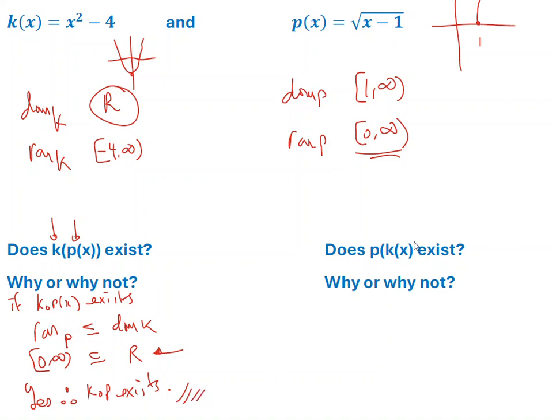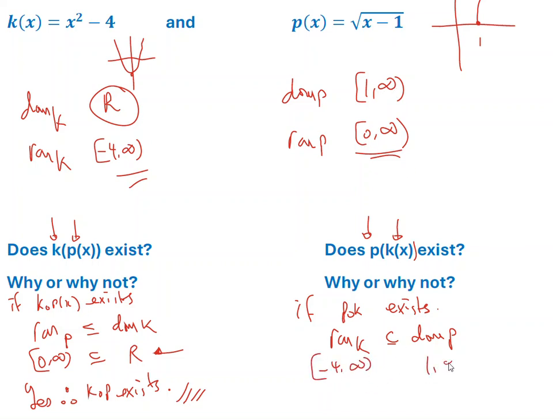So to check and see if p of k of x exists, we would expect the range of k to be a subset of the domain of p. The range of the inside sits inside of the domain of the outside, and the range of k is -4 to infinity, inclusive of -4, and the domain of p is 1 to infinity, and that is not a subset. So I put a line through the subset symbol. Therefore, p of k of x does not exist.